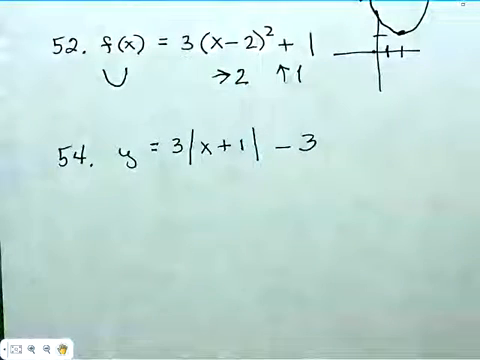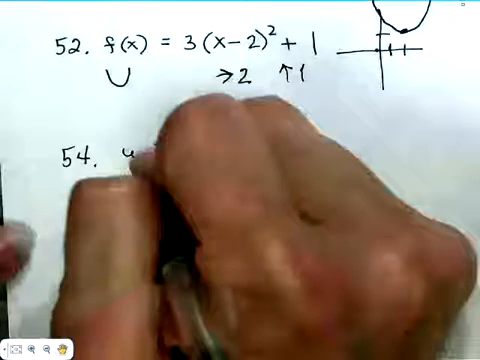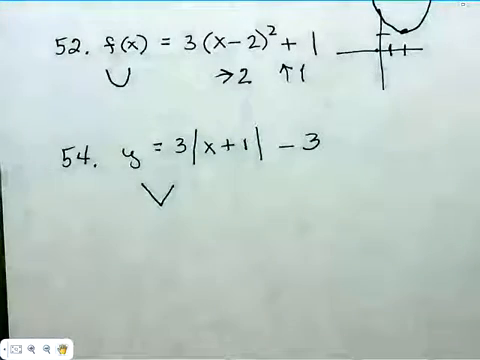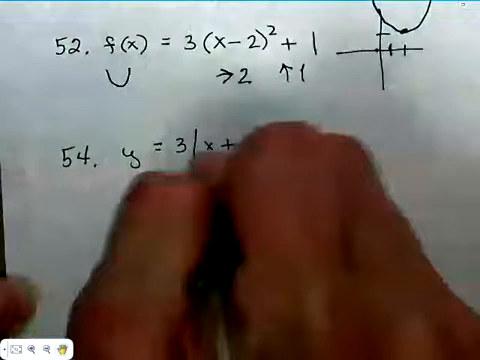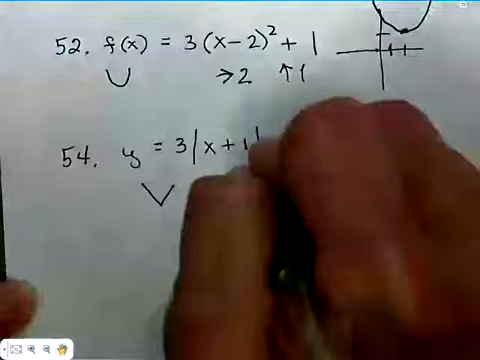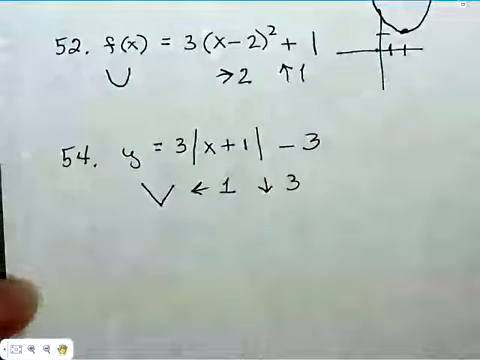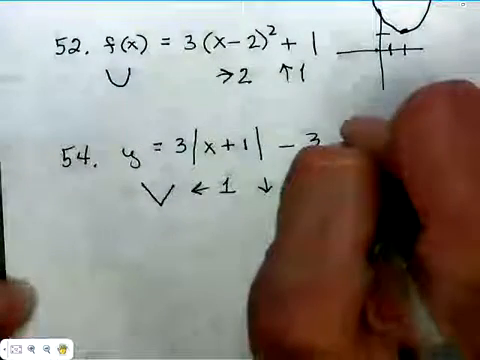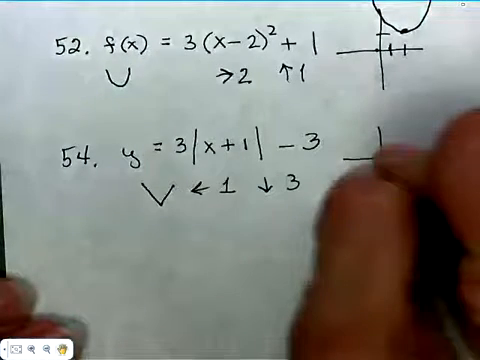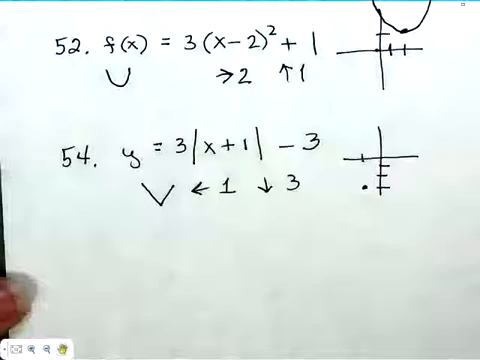What's the shape? It's a V shape. What's the horizontal shift? To the left 1. And what's the vertical shift? Down 3. So instead of the vertex being at 0, 0, it's where? To the left 1, down 3. Vertex is at -1, -3.